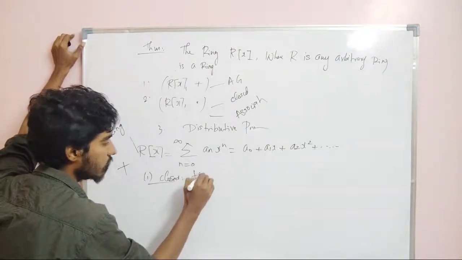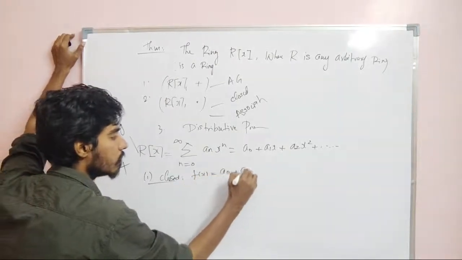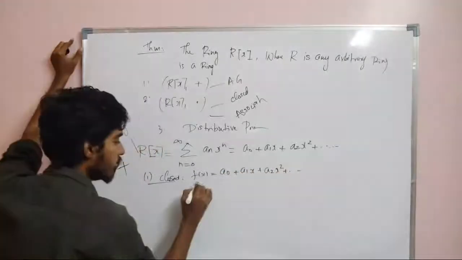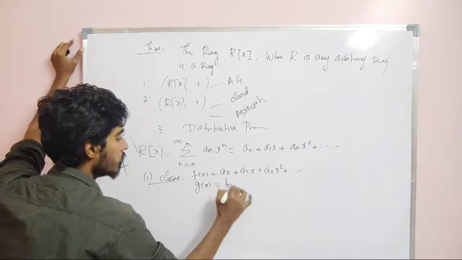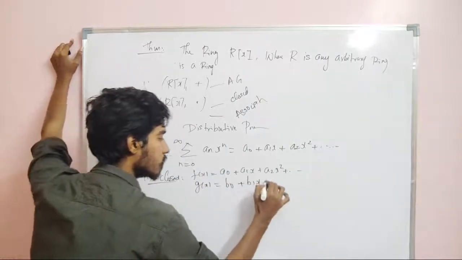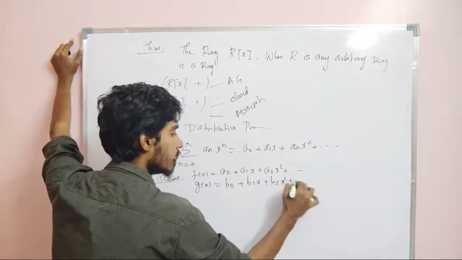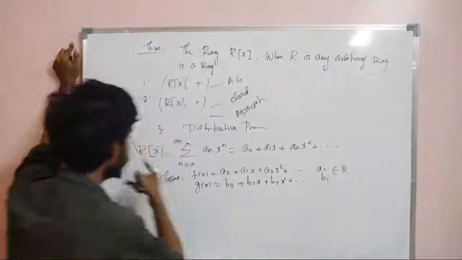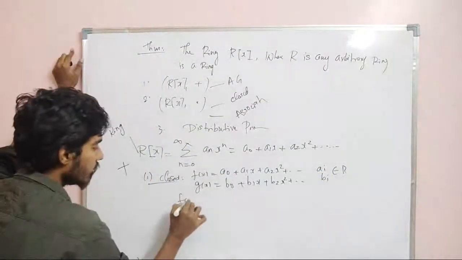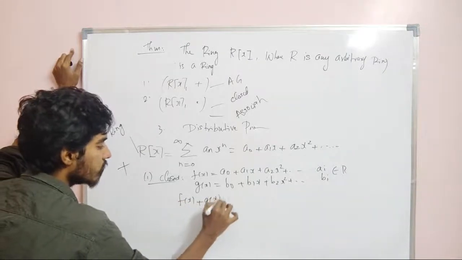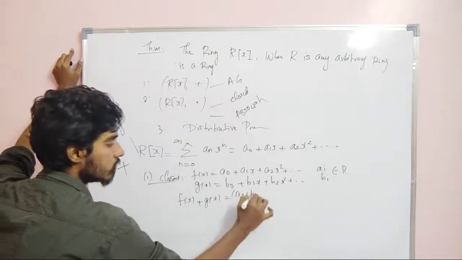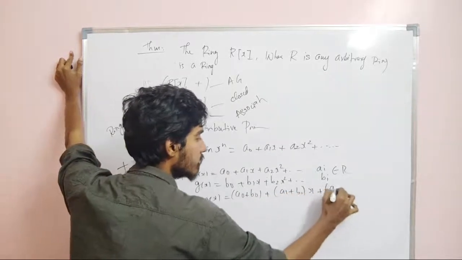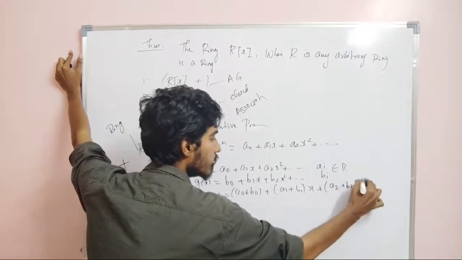Let us take f(x) to be a0 plus a1x plus a2x² and so on. Let us take g(x) to be b0 plus b1x plus b2x² and so on, and these ai's and bi's belong to the ring that we are choosing. Now what about f(x) plus g(x)? It is nothing but (a0 plus b0) plus (a1 plus b1)x plus (a2 plus b2)x² and so on.